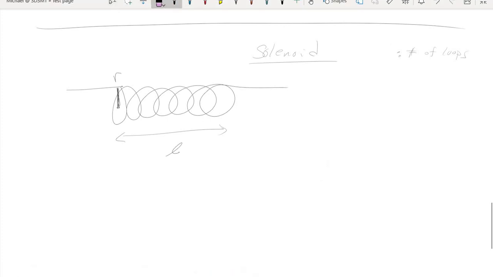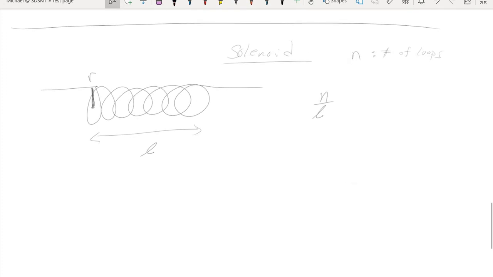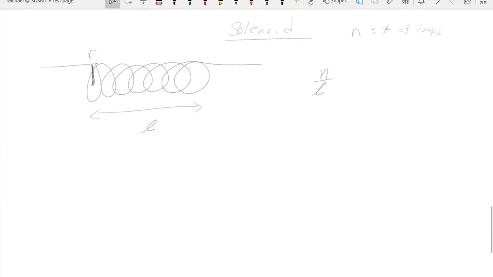Actually, it looks like this book might be using little n as the number of loops. Well, in that case, we can just use n over L as the number of loops per unit length of the coil. And this may not seem like an important ratio right now, but we need to keep in mind that there are physical limitations to being able to build a loop, or a solenoid, I should say, because the wire that we're using has a certain thickness associated with it.